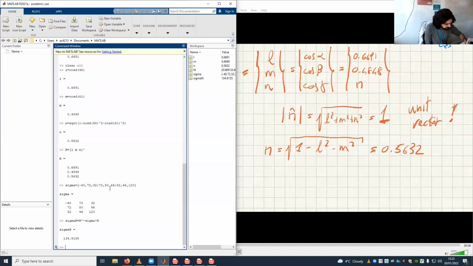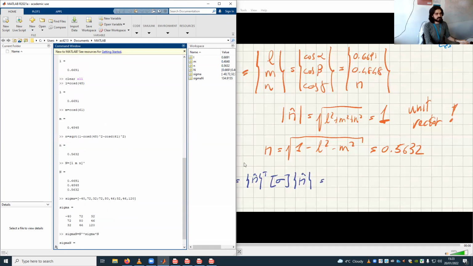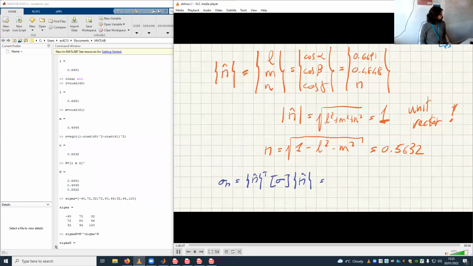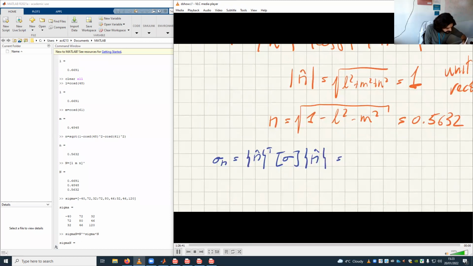Sigma n is n transposed times sigma times n. And this is a number. How do I know this is a number? Why is this not a matrix or a vector? Well, this is a 1 by 3. Remember, this is a row vector. So this one is a 1 by 3.